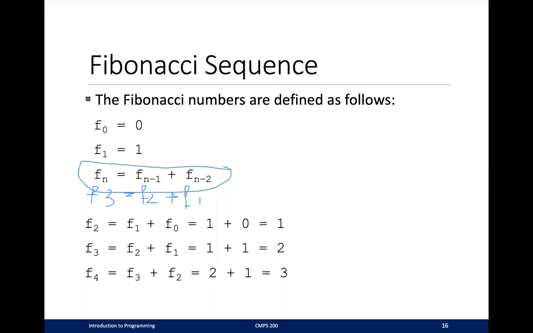So the question: can I write a program or a function that will take n and return the Fibonacci number corresponding to this n? So if I give it 0, it should give me 0. If I give it 1, it should give me 1. If I give it 5, it should give me the Fibonacci number for 5. So how do I write this using a recursive function? What do I need to do to define a recursive function?